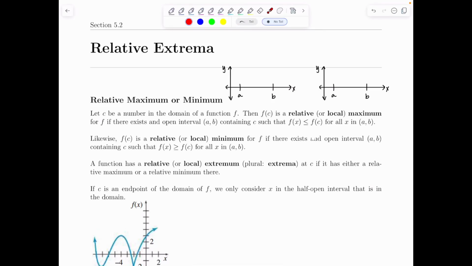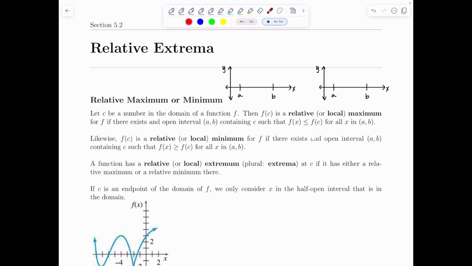This is the video lecture for section 5.2 on relative extrema for business calculus. So remember, in the last lesson, we looked at finding critical numbers for a function and determining intervals where it's increasing and decreasing. Now we're going to build on that idea and find relative maxima and minima. But first, let's establish a definition. What is a relative min or max?